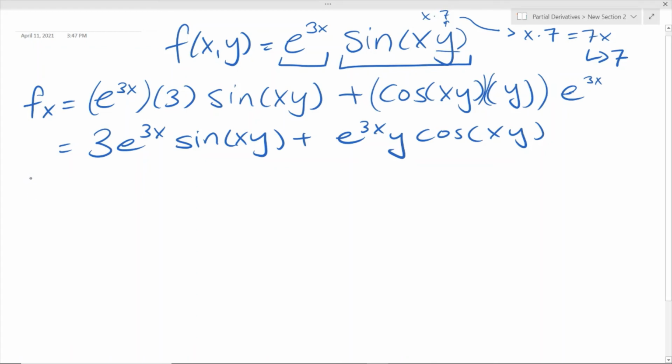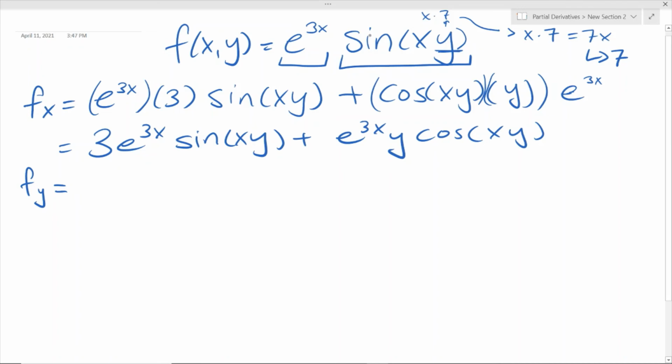Now, if we find the partial derivative with respect to y, it's very, very simple and very similar as well. Here we have e to the exponent of 3x, and we have sine of xy. Now this y here is our variable in this case. Before it was x, now it's going to be y. It's not going to affect this really, because e to the exponent of 3x, where x is a constant, is going to be a constant, so it's unaffected.